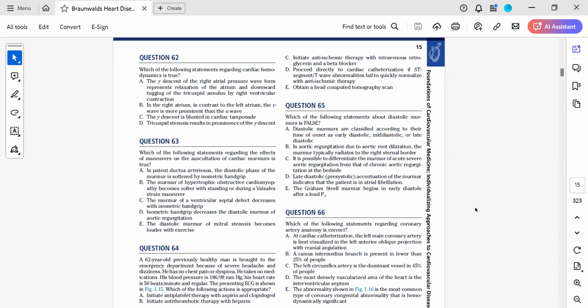So yes, the X descent has two parts. The first part is actually atrial relaxation, and then after that, the notch, the C wave, comes when the AV valve, the tricuspid valve, closes. The remaining portion of the X descent is due to ventricular contraction when the annulus is pulled towards the apex. Okay, thank you.